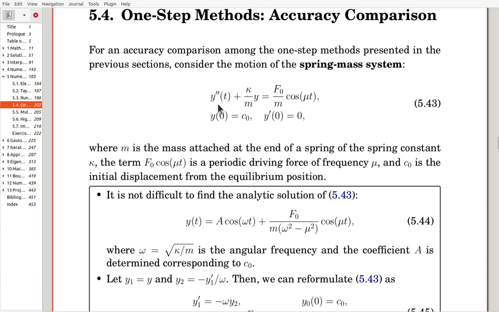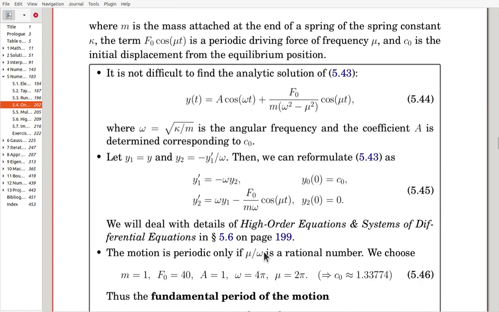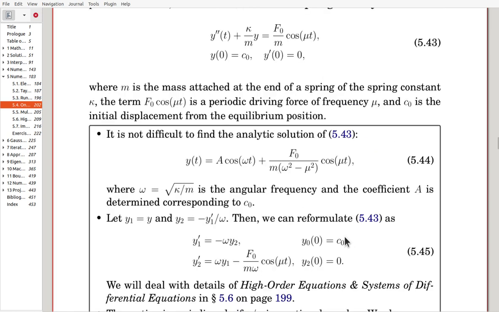For this second order differential equation, we can find the analytic solution as in this equation. Here, omega is the angular frequency. It's the same as 2 pi times the frequency f. To solve the second order equation, we introduce y1, which is the same as y, and y2, which is minus y prime scaled by the angular frequency.